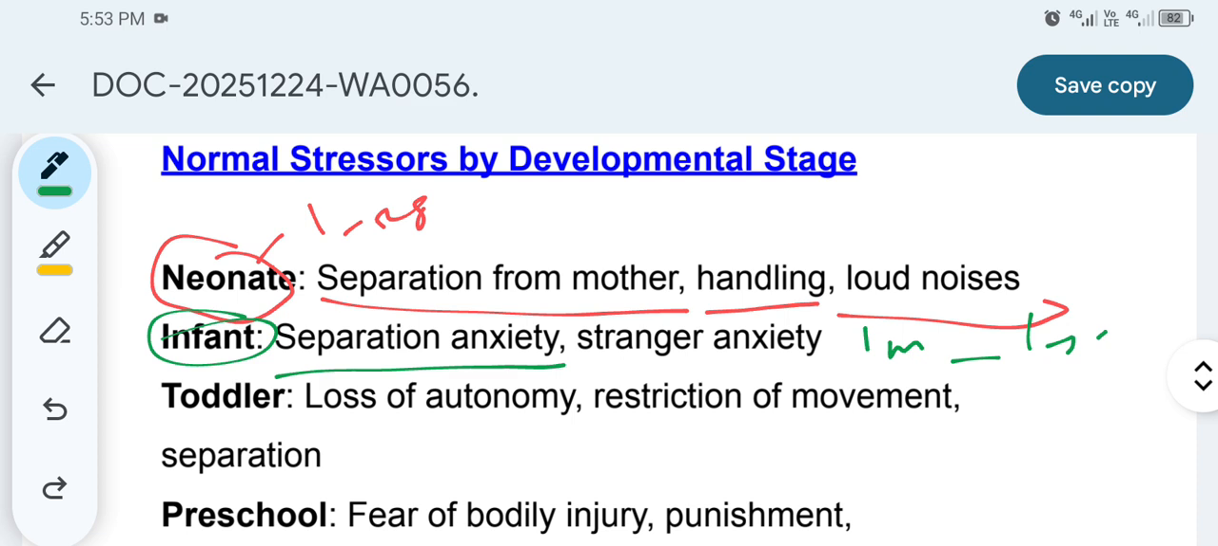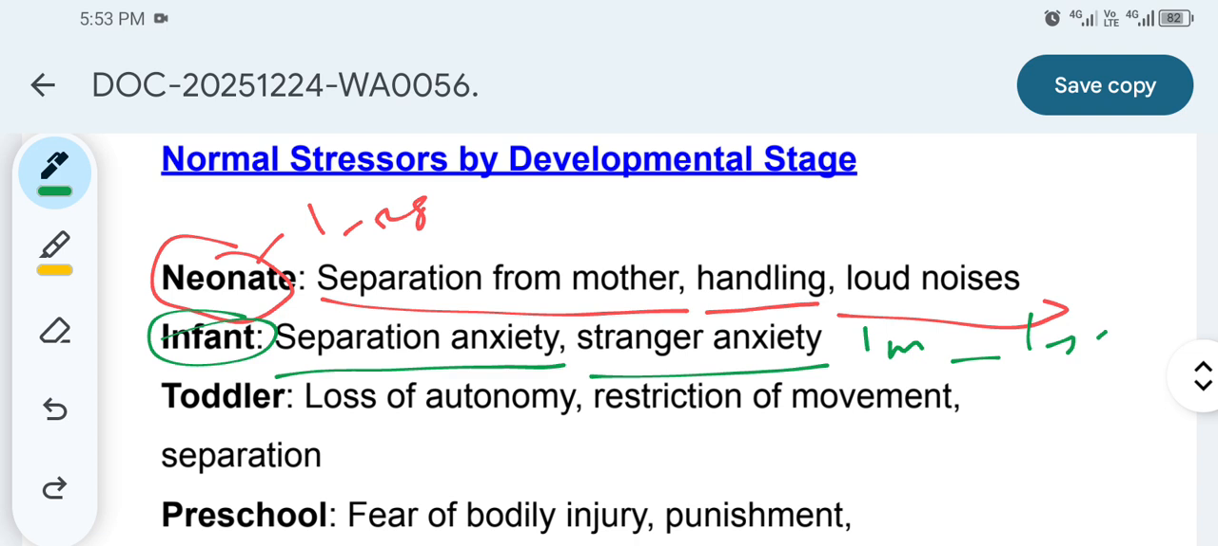Let's say they come to the hospital and you are attending to them without their parents being there, they will start looking in the mother's direction until the mother is there. You can't do anything until the mother is there. That's the anxiety they have. That anxiety usually comes because they have a stranger anxiety. They don't like being surrounded by strangers.